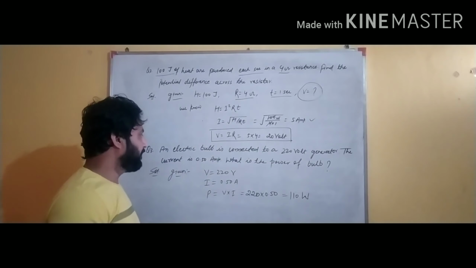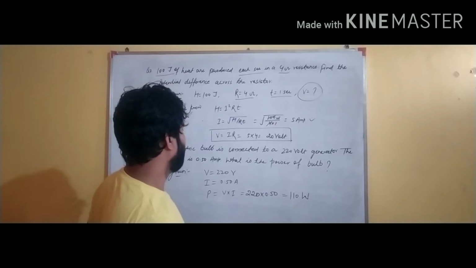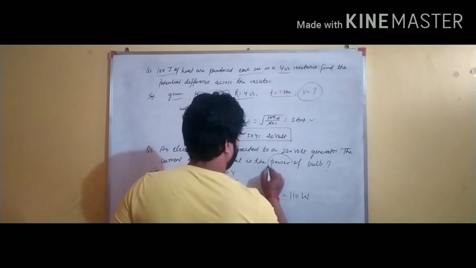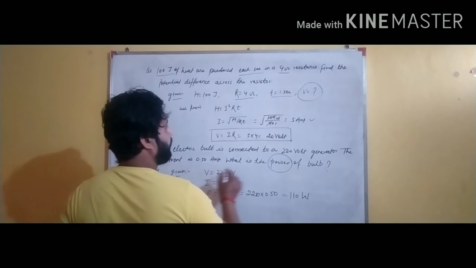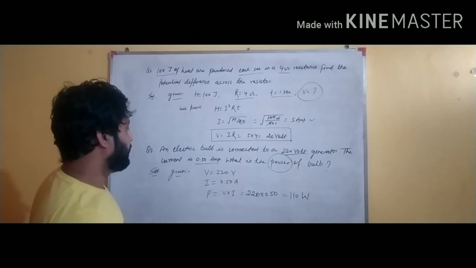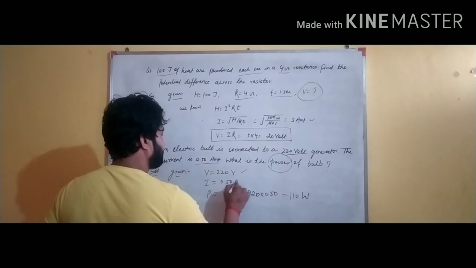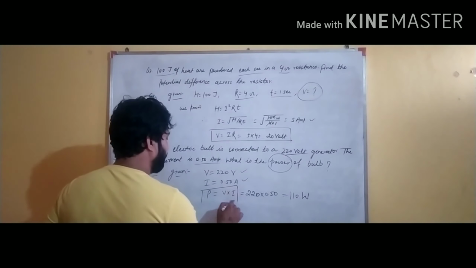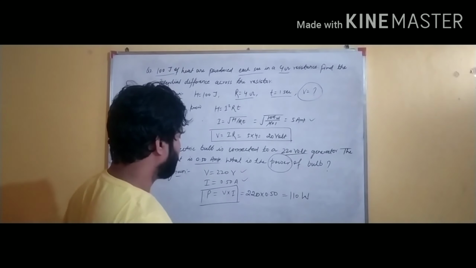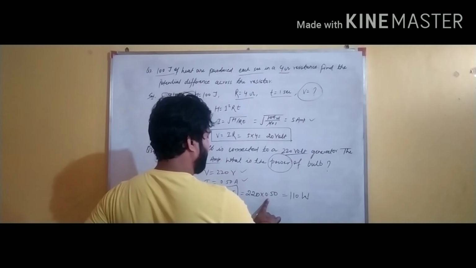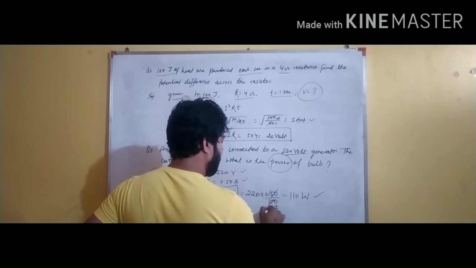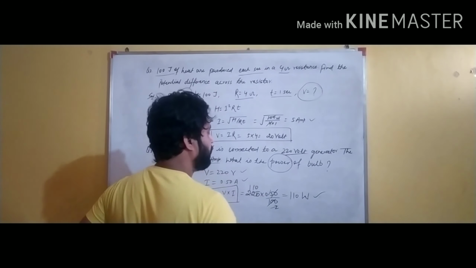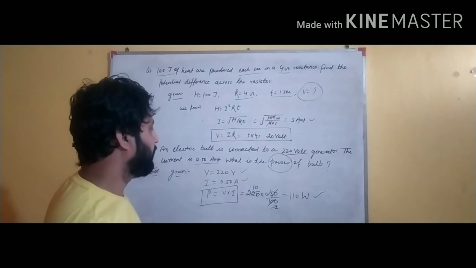In the next numerical, an electric bulb is connected to a 220 volt generator. The current is 0.50 ampere. What is the power of the bulb? Here we are asked for power, and we are given potential difference 220 volt and current 0.50 ampere. We know power is equal to V into I, voltage into current. So 220 into 0.50 is equal to 110 watt. You can also calculate it like this: 50 divided by 100 is 1 by 2, so half of 220 is 110. So it is 110 watt.